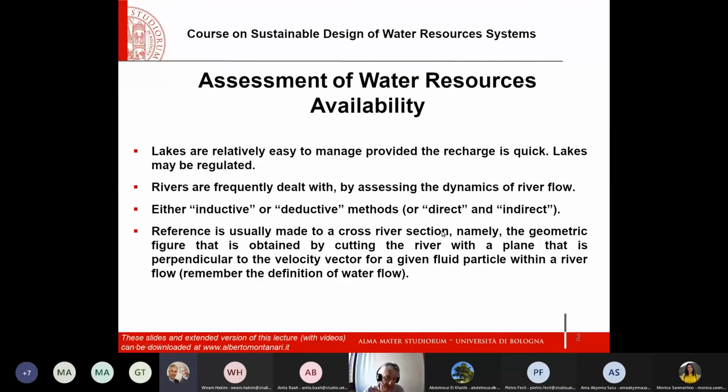Okay, now this slide basically says what we already discussed. What is a cross river section, what is the inductive or deductive method, and the difference between rivers and lakes, velocity of the flow essentially. So I think I can easily move forward.